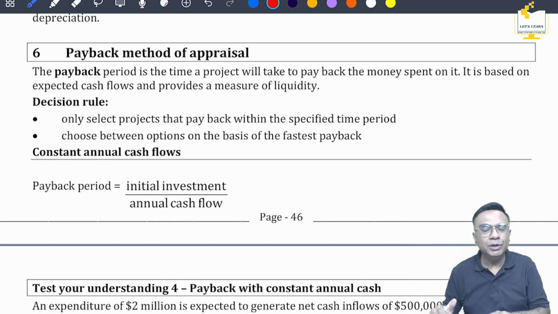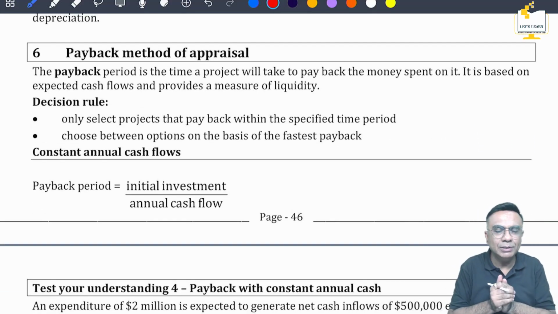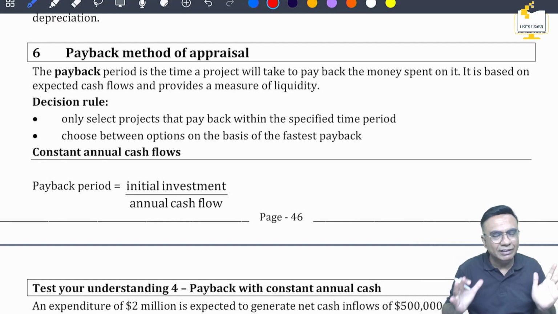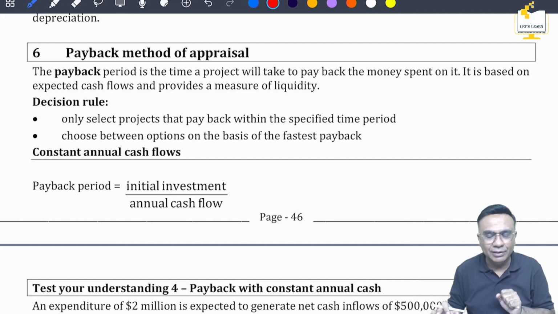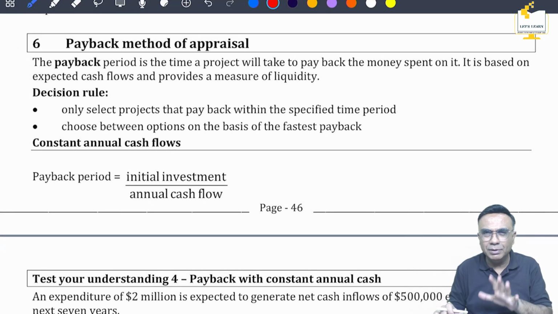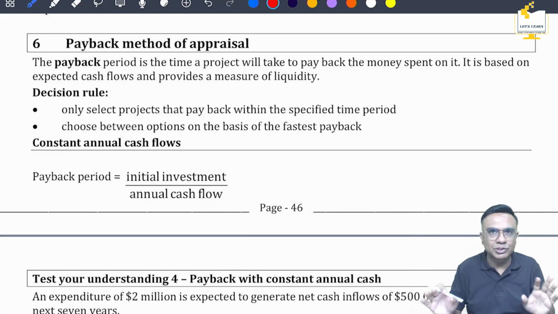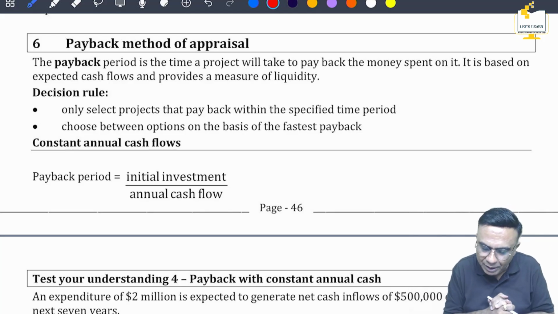Now we go to the next method. So I hope the concept of relevant cost is very clear. Let's complete this chapter. Payback method, very simple method, and after this method, chapter number 2 is done. Okay, payback method of appraisal.